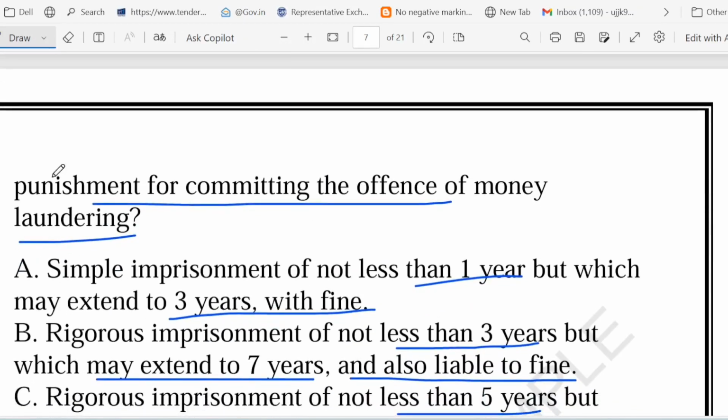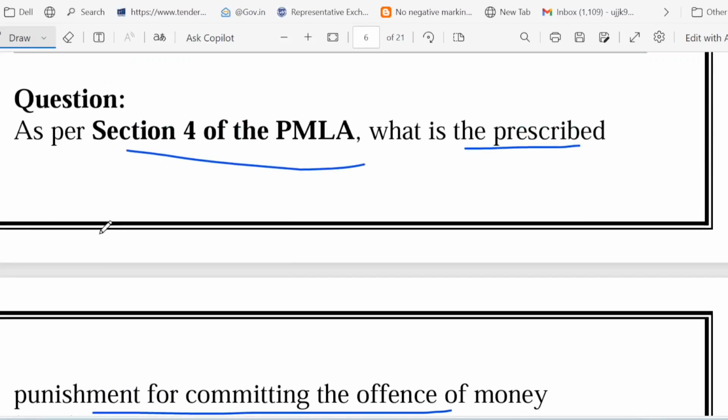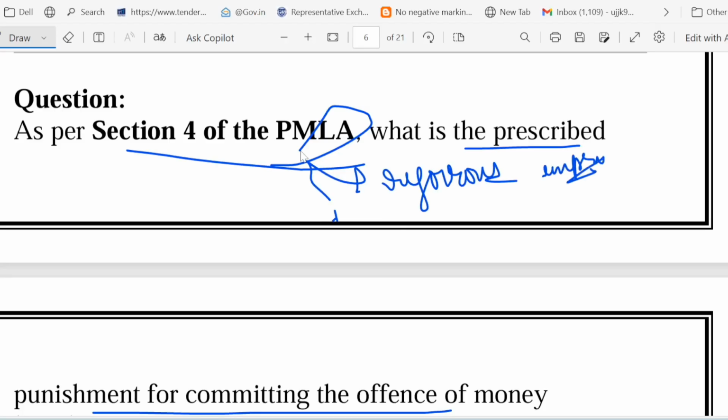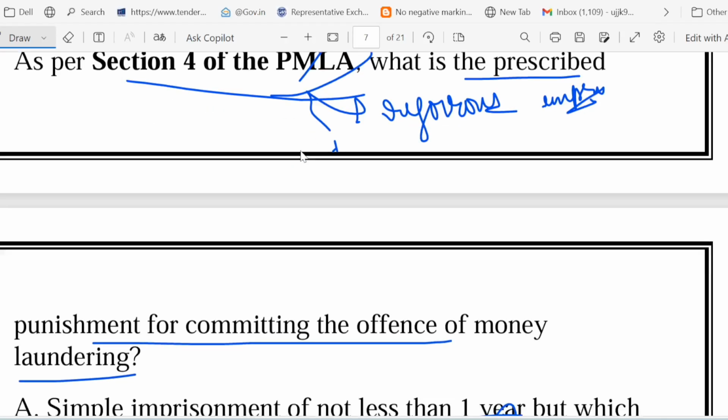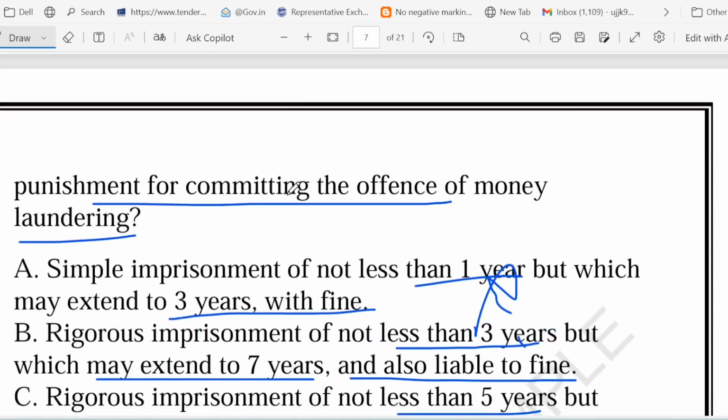So let's see the answer, option by option. Option A, simple imprisonment of not less than 1 year. This is wrong, because the punishment under PMLA is not simple imprisonment. It is rigorous imprisonment. So remember, any punishment under PMLA is rigorous imprisonment, not simple imprisonment. Rigorous means tough jail time with hard labor, not just sitting in the prison.